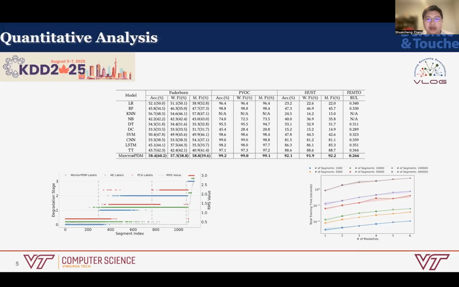As you can see here, our model competes with the state-of-the-art models by a large margin, and this is shown in our experiment results. On the left side, we see a case study of how our model can be applied for stage classification. And on the right side, we show the applicability of scaling this model up.